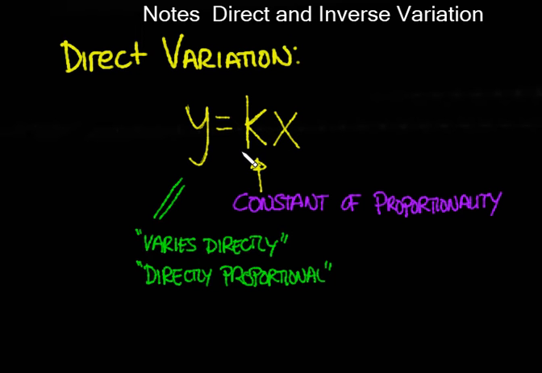Another way you might see this is if anything jointly varies, it implies that it looks like this, where it's some constant multiplying a variable gives your output. This is direct variation. Inverse variation is exactly the opposite.